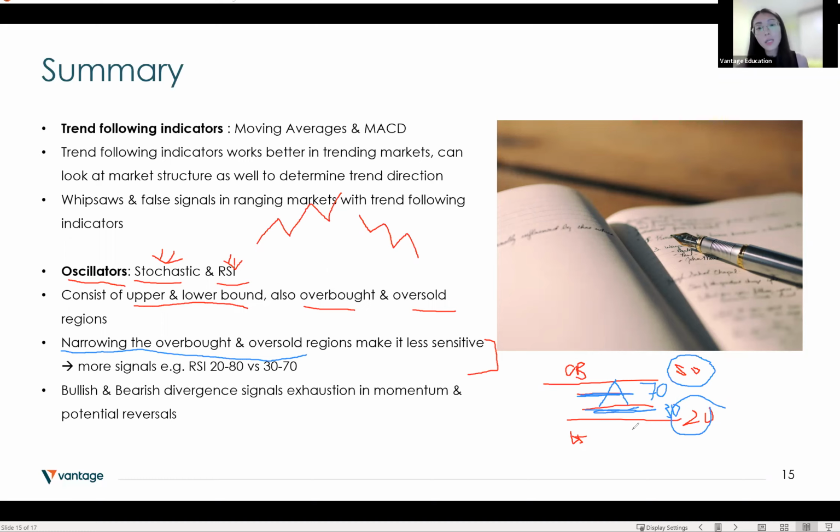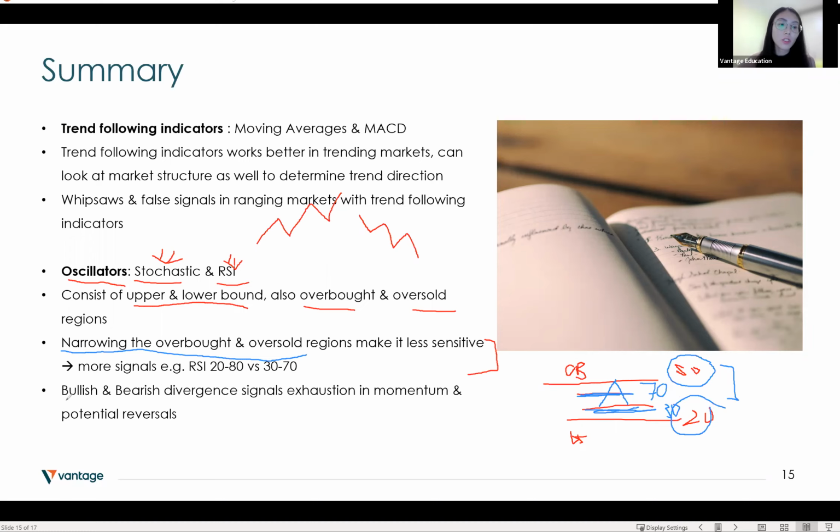Of course, there are two sides to it. One is that it will give you fewer signals because it is now less sensitive. And the other is that there's also a chance that you might not catch the reversal. So this is kind of a weighing in between. In the next session, we will hop onto the charts and I'll show you a specific example of how you can toggle between this, and look at the difference between 80-20 as well as 70-30 on stochastics and RSI.